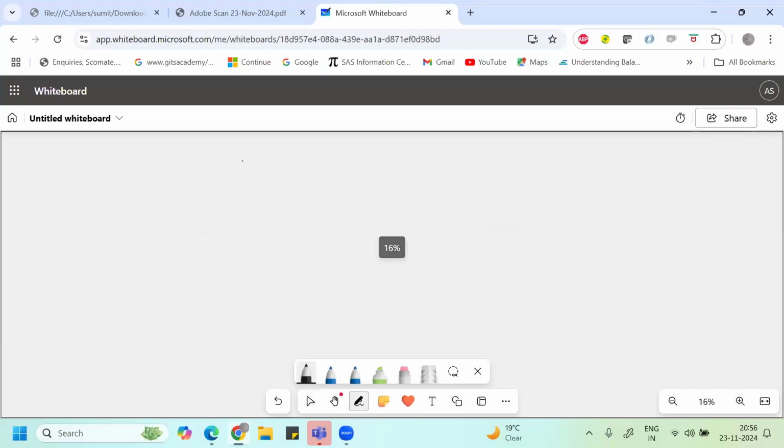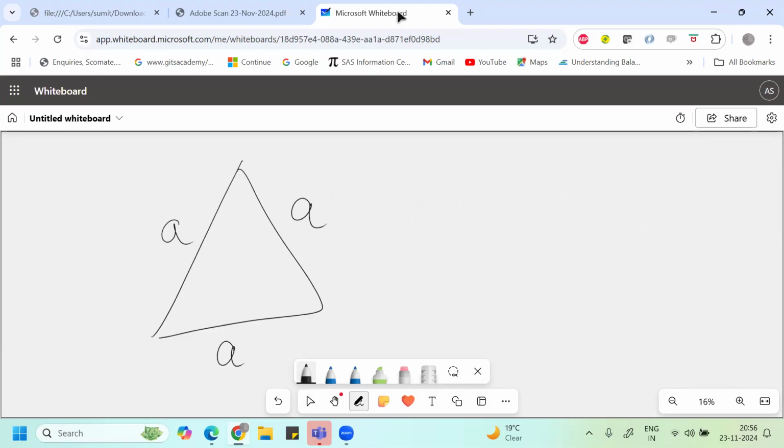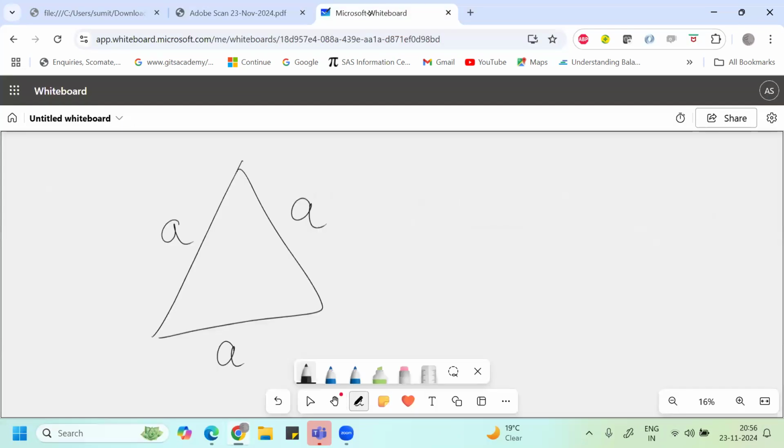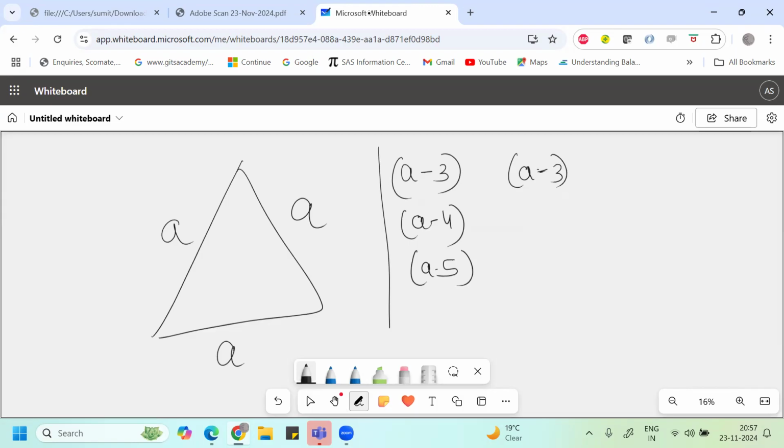6 means if this is a triangle, sides are equal, A. Acha, so what I have done, if I would have sorted by 3, 4 and 5 units, means that if you make one side as A minus 3, acha, and another side as A minus 4, and another side as A minus 5. Acha, tell me out of these three, which would be the bigger one? The bigger one would be A minus 3. No, A minus 3 would be bigger, then A minus 4, and then A minus 5.